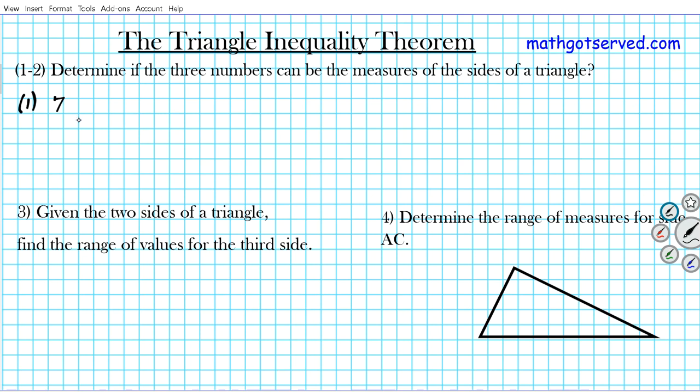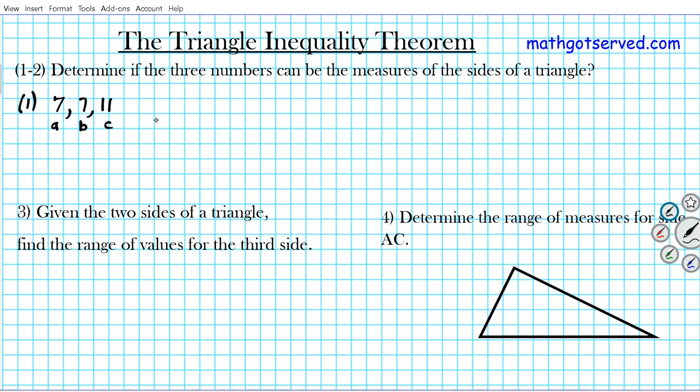So number 1, let's say we have 7, 7, and 11. Let's test this out. For this one, we're just going to label the sides A, B, C. It doesn't really matter the order that you label them, but I'm just going to follow alphabetical order. And then we're going to carry out 3 tests, okay? The 3 tests for the triangle inequality. In order for the measures to be the sides of a triangle, note, all 3 tests must be passed.